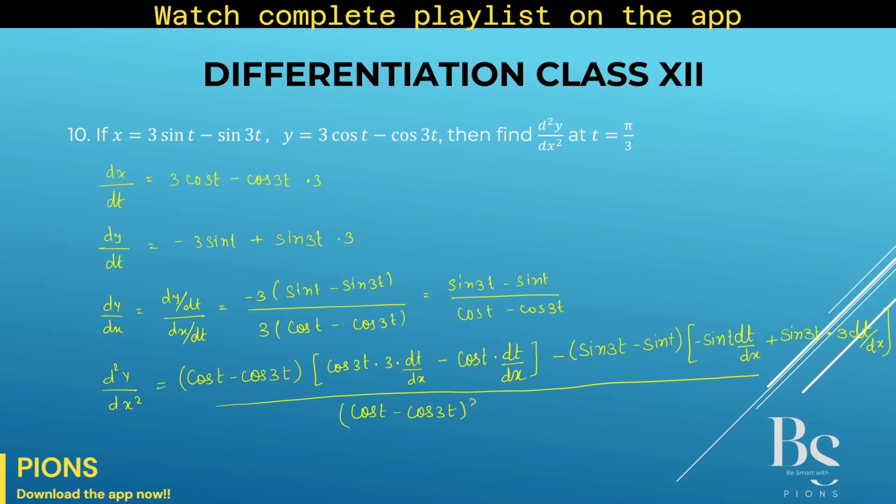You can see the size of the question. Let me just recheck it to avoid any mistakes. Differentiation of the numerator: sine 3t is cos 3t into 3 into dt by dx, sine t is cos t into dt by dx. Differentiation of denominator: cos t is minus sine t dt by dx, and minus minus plus sine 3t into 3 into dt by dx.